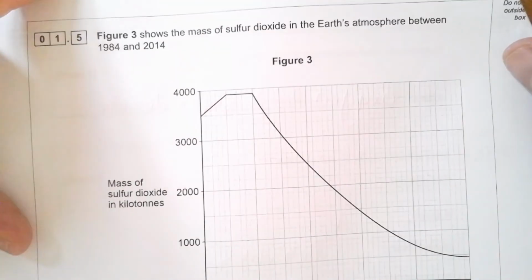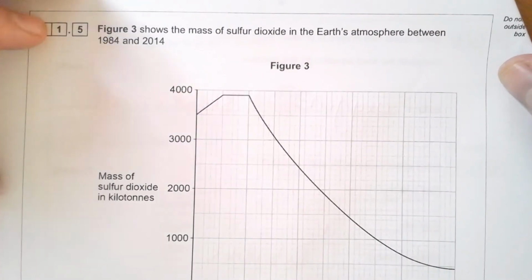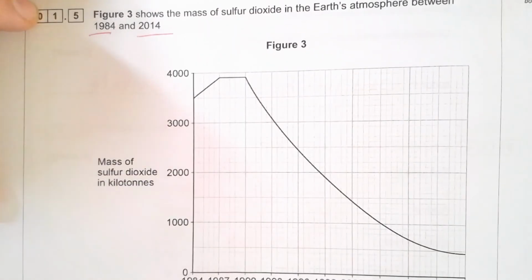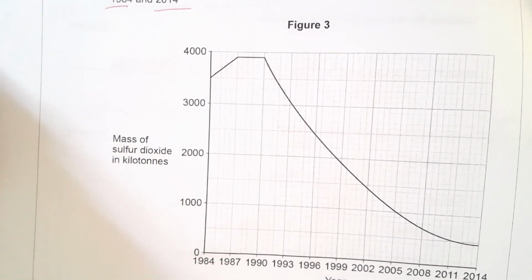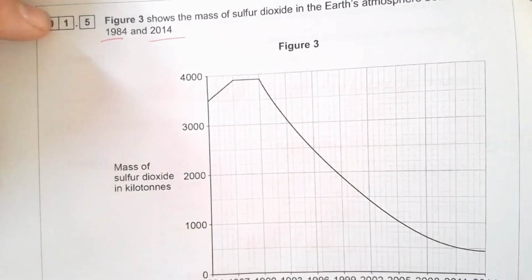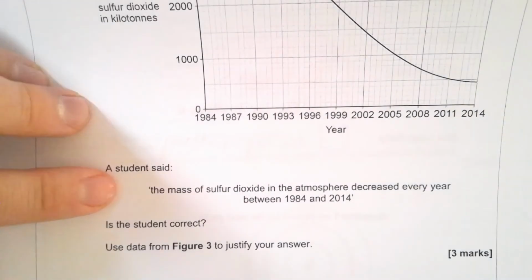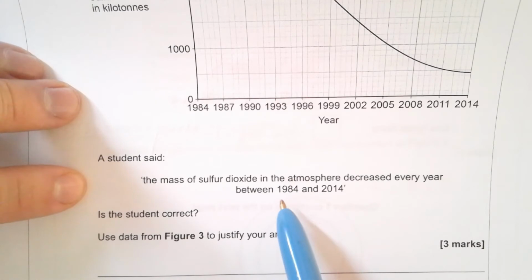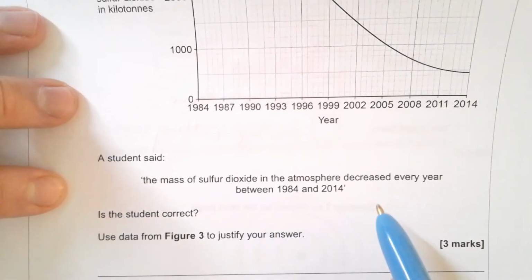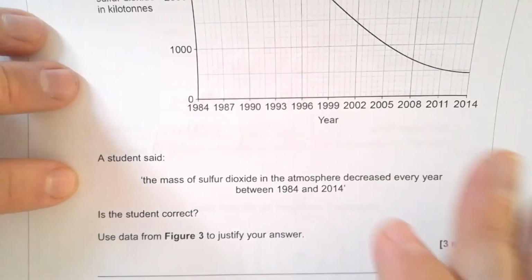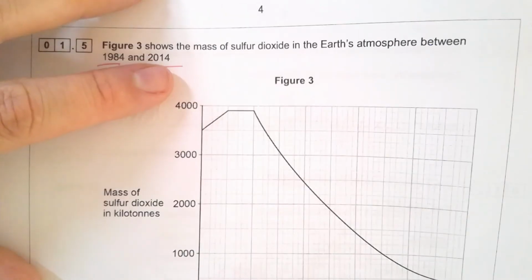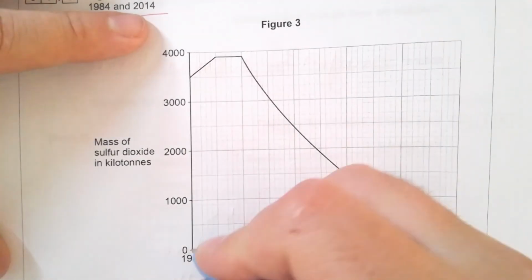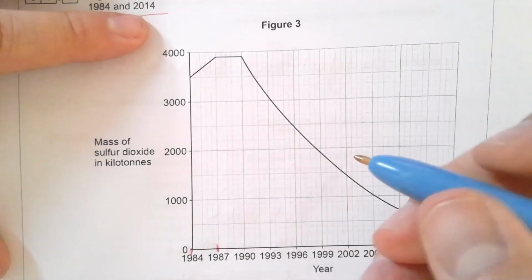1.5. Figure 3 shows the mass of sulfur dioxide in the Earth's atmosphere between 1984 and 2014. And it gives us the mass of sulfur in kilotons, so thousands of tons. The student says that the mass of sulfur dioxide in the atmosphere decreased every year between 1984 and 2014. So basically it's gone down every year. So let's have a look. Well, I disagree with that, because you can see between 1984 and 1987 it actually increased.